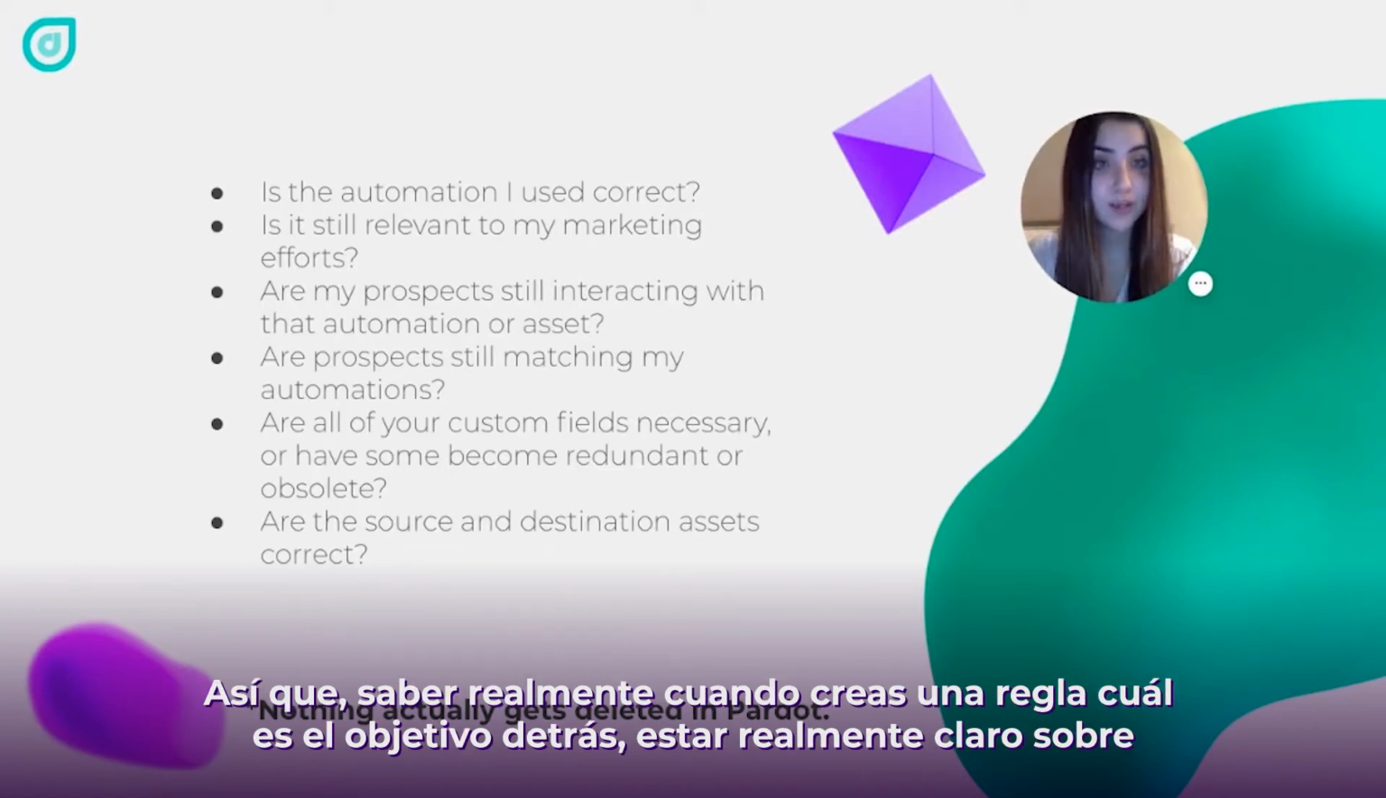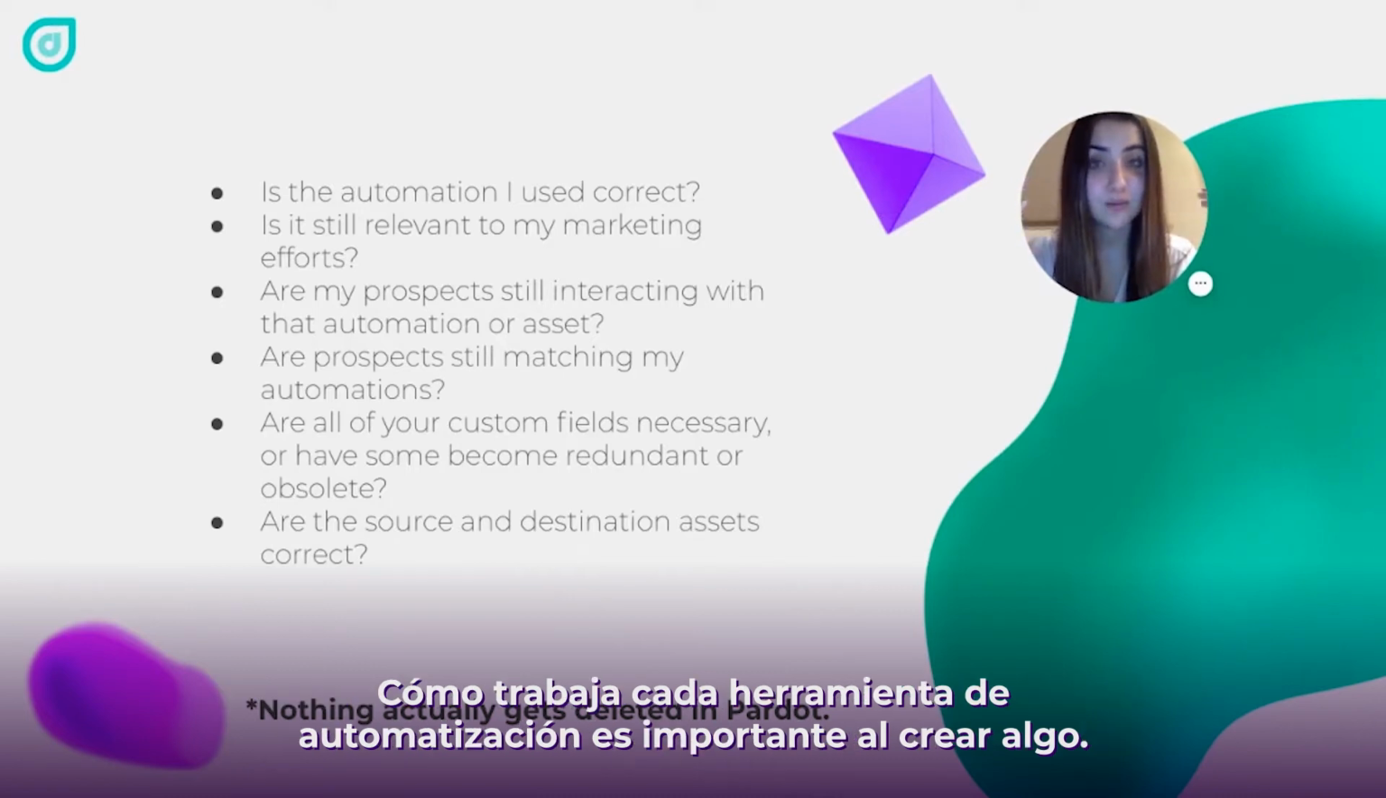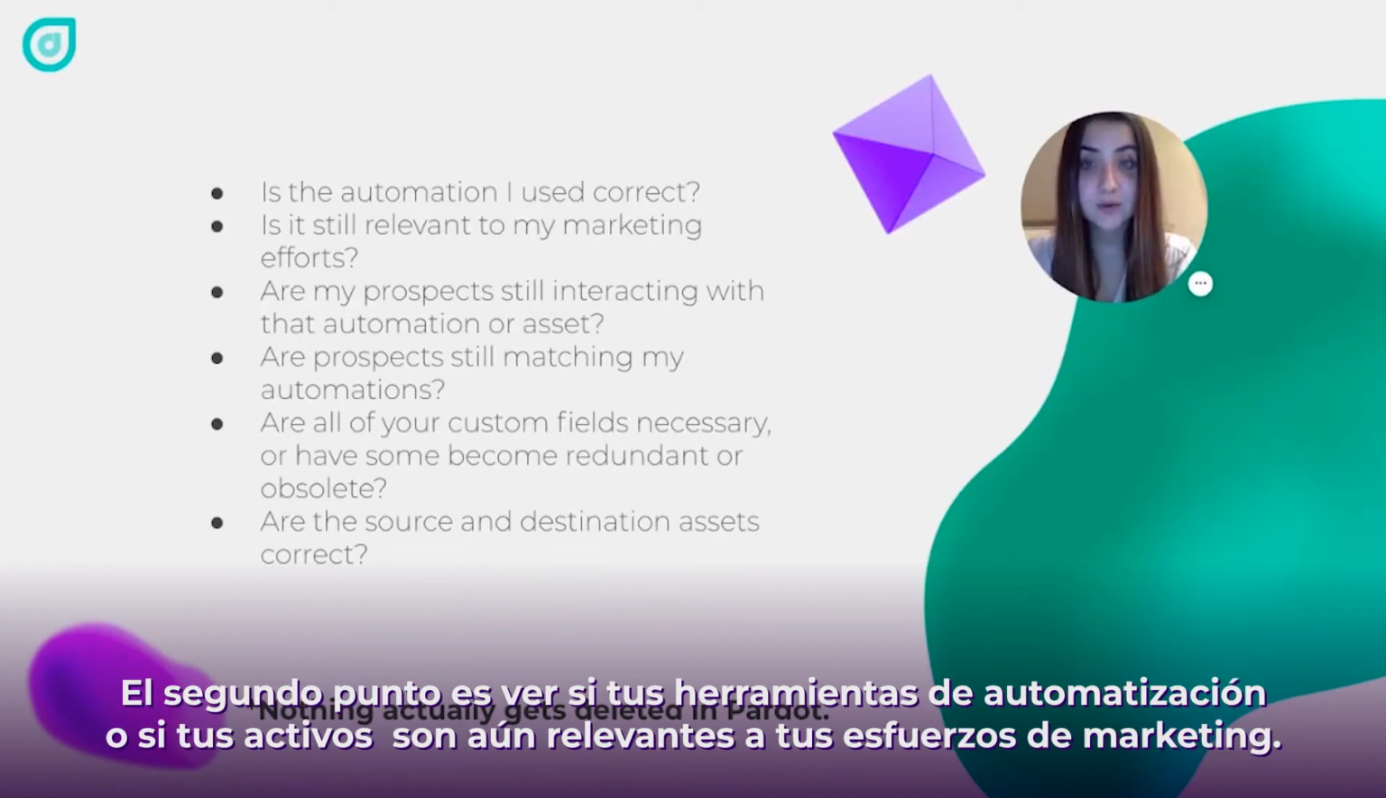So actually knowing when you create a rule what the objective behind it is, and being really clear on what each automation tool works for, is important when creating something. The second point is seeing if your automation tools or your assets are still relevant to your marketing efforts.